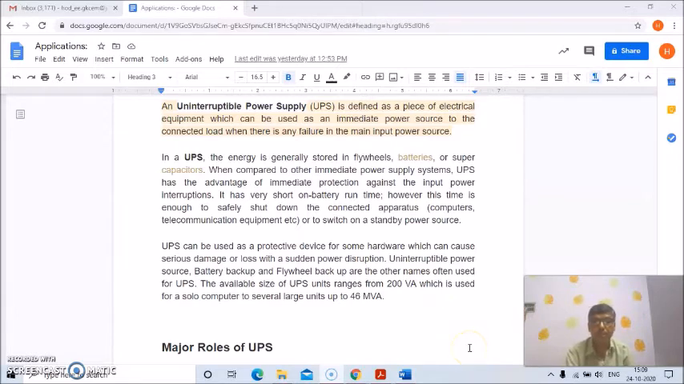Uninterruptible power source, battery backup and flywheel backup are other names often used for UPS. The available size of UPS units ranges from 200 volt-ampere, which is used for a single computer, to several large units.